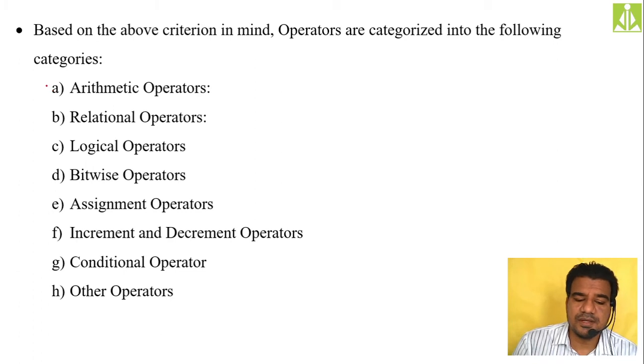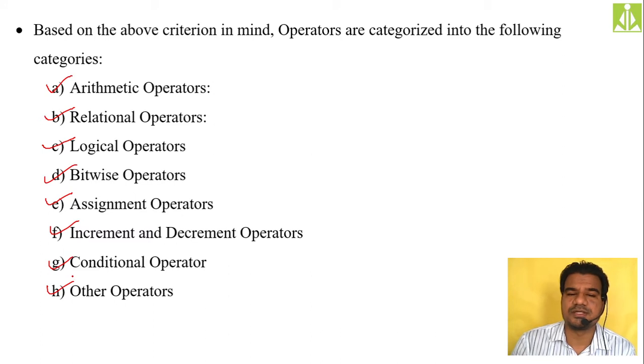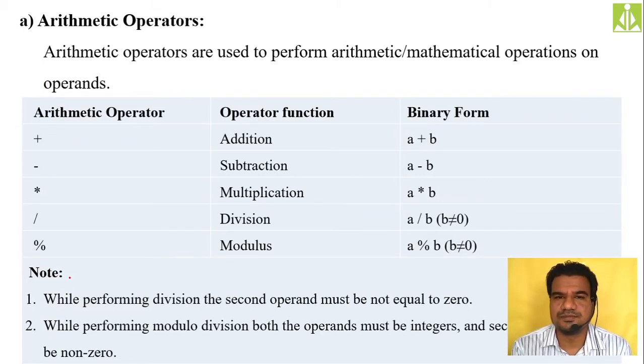So the first one, the arithmetic operators, relational, logical, bitwise, assignment, increment and decrement, conditional, and other operators category. Okay, so we'll go with the first one, that is the arithmetic operator.